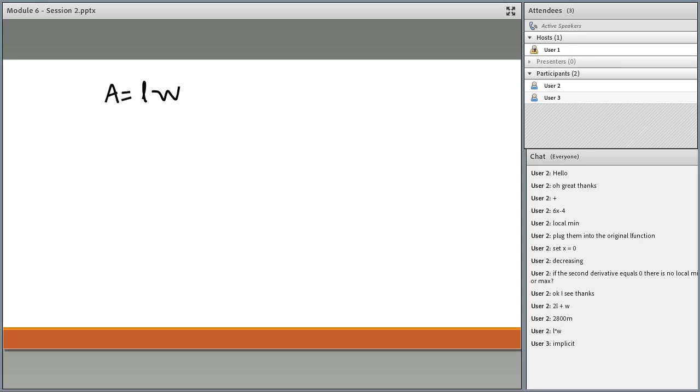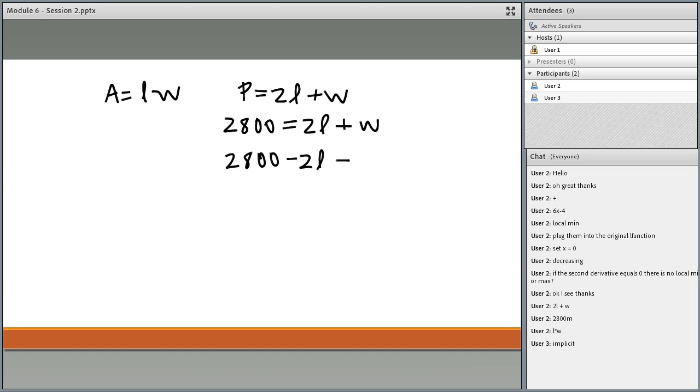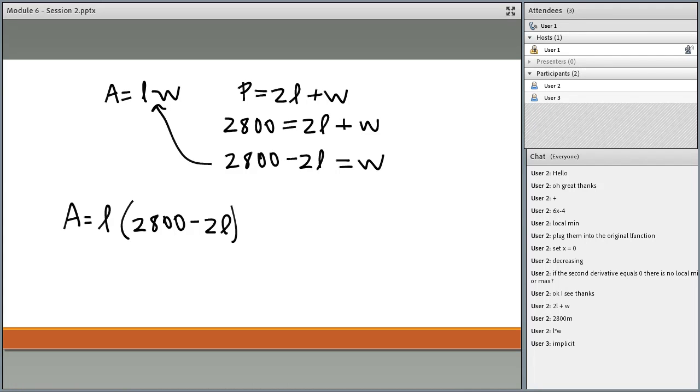So we have that area is length times width. And we have that the perimeter is 2L plus W. And we know that the perimeter is 2,800. And I can subtract over the 2L, and that equals W. And then I can take that and plug that in for W. So I have that the area is L times 2,800 minus 2L. And then now I have just basically a function of one variable.